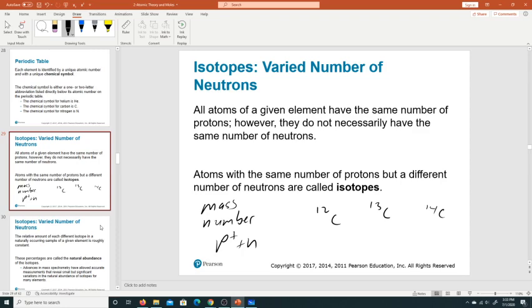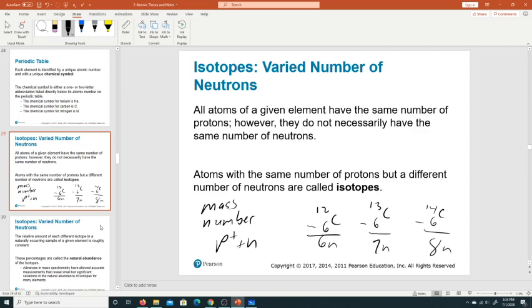So in isotope notation, the upper left corner is the mass number. The bottom left corner is the atomic number. All of these have 6 protons. So how many neutrons do these all have? If you subtract these numbers, that tells us the number of neutrons each isotope has. 12 minus 6 is 6, 13 minus 6 is 7, and 14 minus 6 is 8. So carbon-12 has 6 protons and 6 neutrons. Carbon-13 has 6 protons and 7 neutrons. Carbon-14 has 6 protons and 8 neutrons.